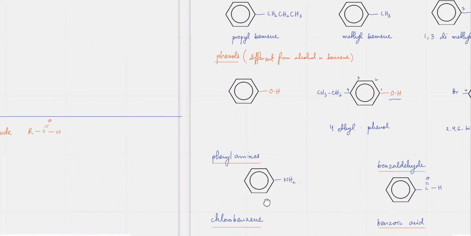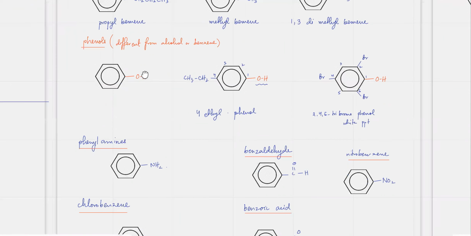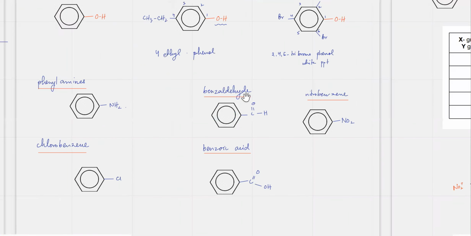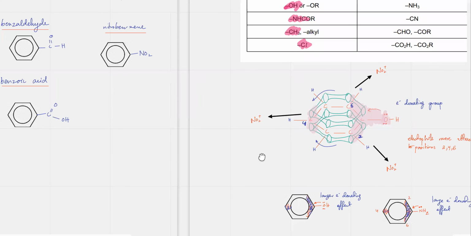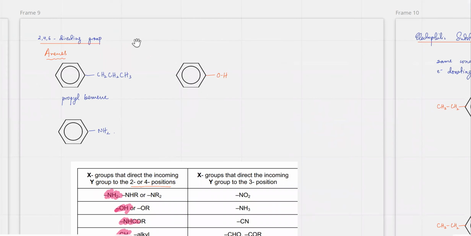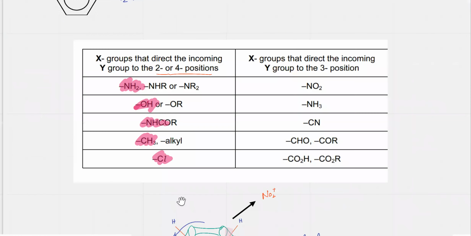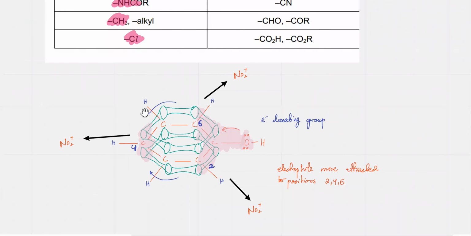And then we started talking about these derivative compounds, that benzene has many derivative compounds. You've got arenes, which are carbon chains attached, phenols, phenylamine, chlorobenzene, etc. And we talked about these groups. This is taken from the data booklet. So you would always be told which ones are, and we started talking about the 2,4,6 directing groups, which basically meant that once a group is attached, the benzene electron density is not evenly distributed.